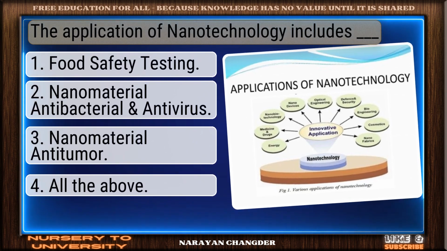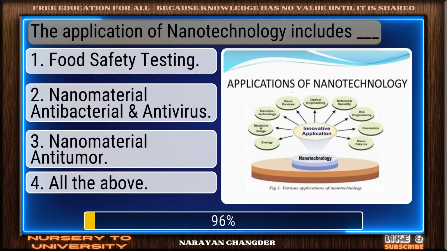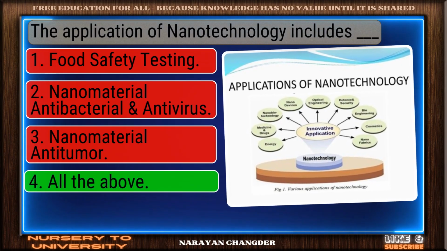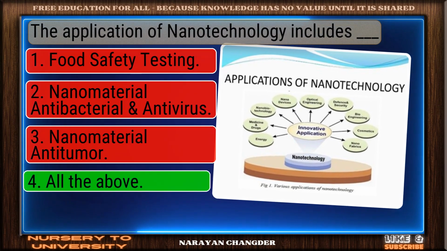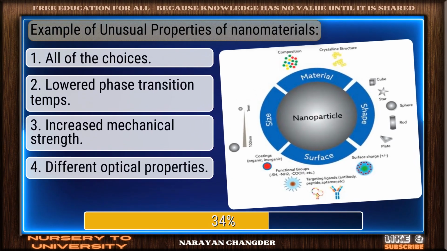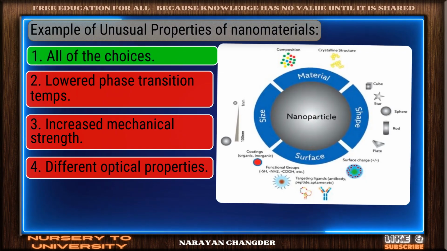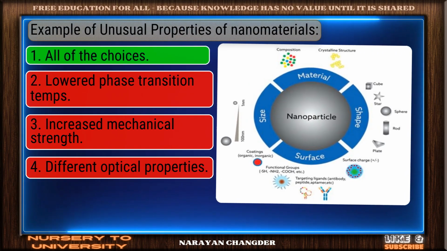The application of nanotechnology includes dash. Right again. All the above is a valid answer. Example of unusual properties of nanomaterials? Good thinking. All of the choices is the right answer.